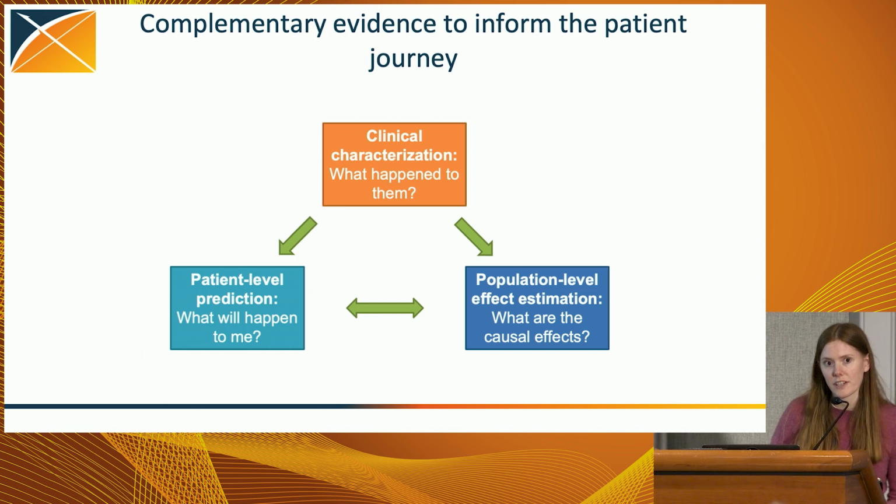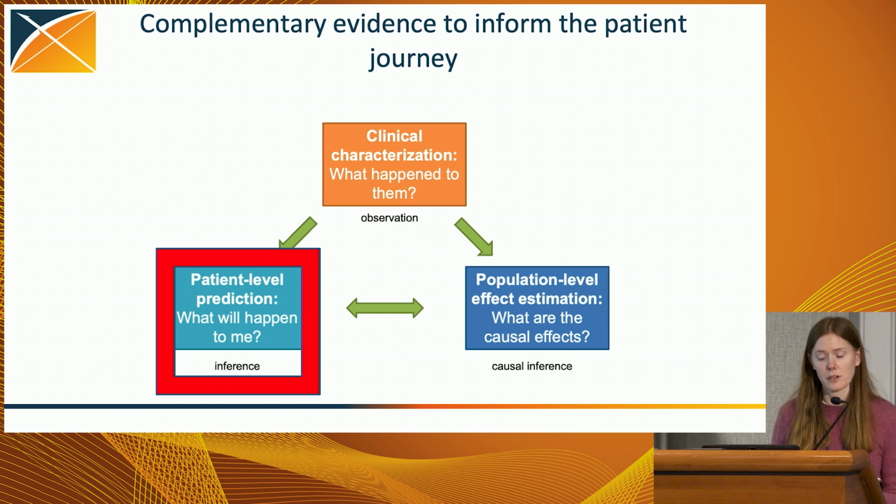So the first is observational. It's just looking at the characteristics. The patient level prediction is the inference, and the population level effect estimation is the causal inference. So we're going to be focusing on the inference, and this effectively is going to be saying, based on my medical history, if I was to take lisinopril, what is my risk? 0 being 0 risk, 100 being I'm 100% likely of having some outcome in some future time period.